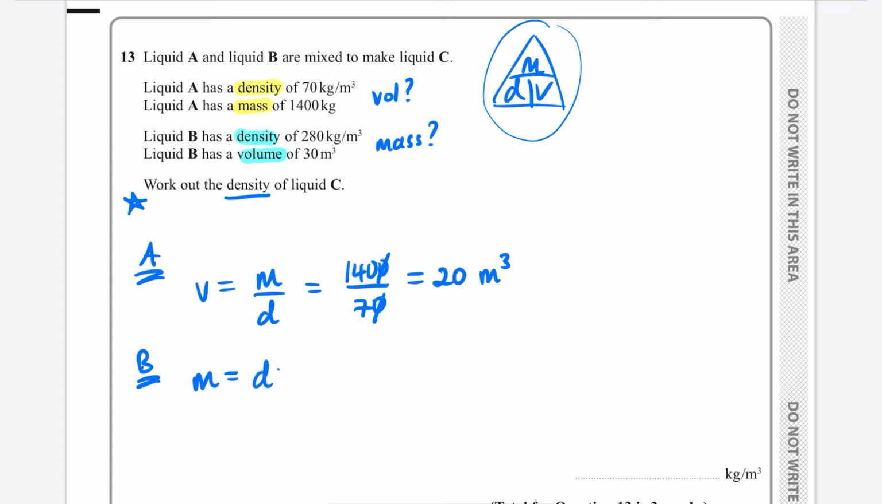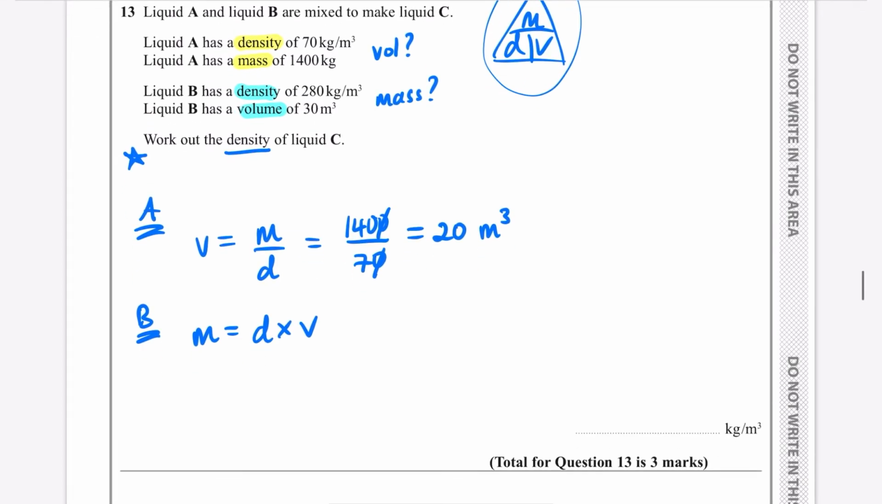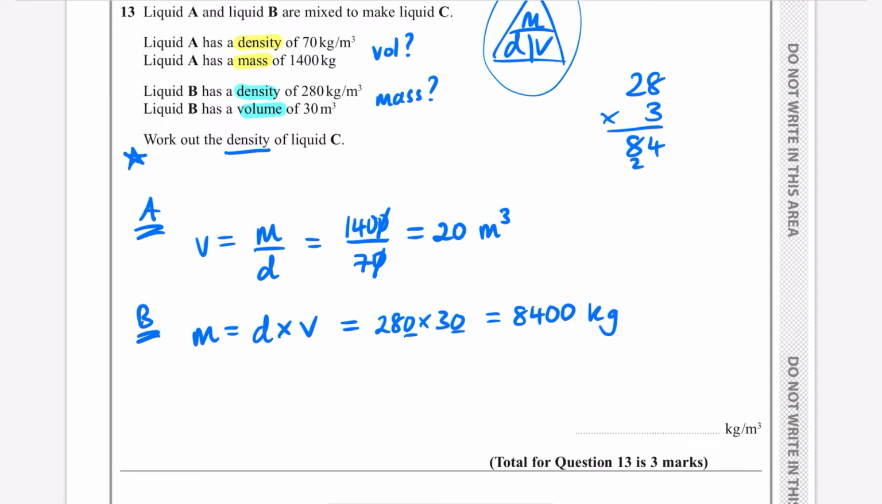The mass is the density multiplied by the volume. When you have this on the top, you multiply these two on the bottom. So I'm going to do the density times the volume. That's 280 multiplied by 30. Well, let's do 28 multiplied by 3 quickly up here. 8 times 3 is 24, and 2 times 3 is 6, 6 plus 2 is 8. So 28 times 3 is 84. But I'm also going to add on those 2 extra zeros. So the mass is 8,400 kilograms.